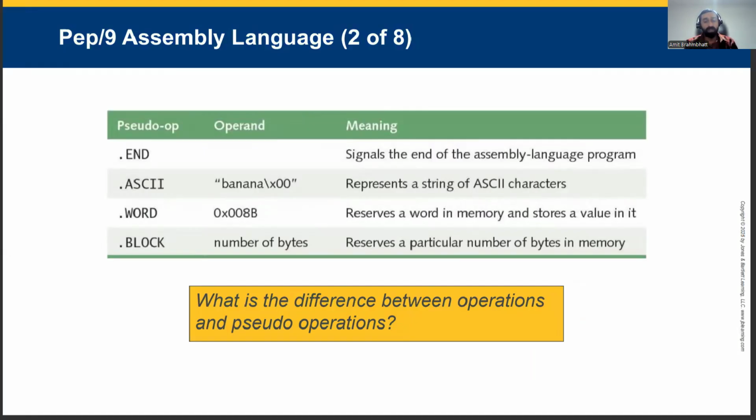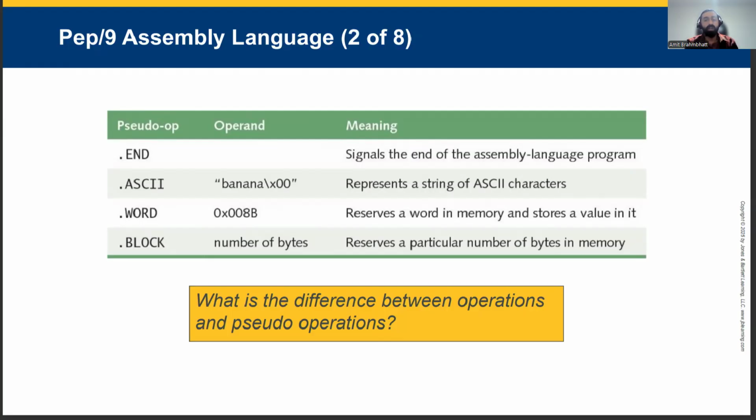PEP9 assembly language, slide number 2. Here we see an important difference between operations and pseudo operations, also called directives. Operations are true instructions that the assembler translates directly into machine code. Things like loading data, performing arithmetic, or branching, etc.